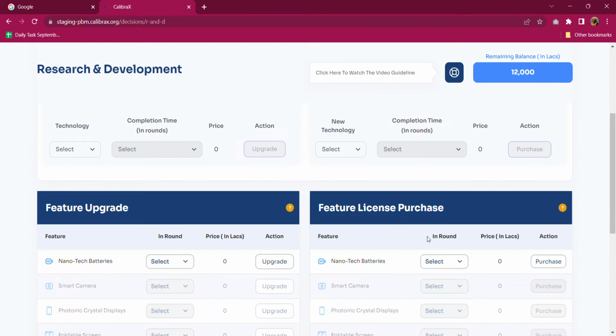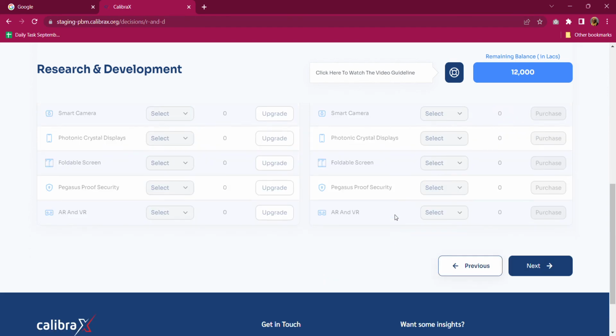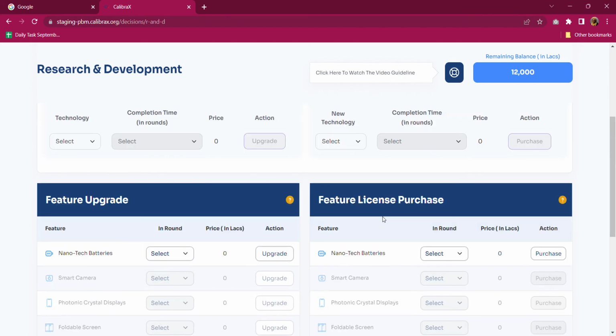Regarding the features, teams have to follow a sequence of features to upgrade it. The cost of introducing different features will vary. Features costing a higher amount of investment would allow a team to command a higher price compared to their competitors.